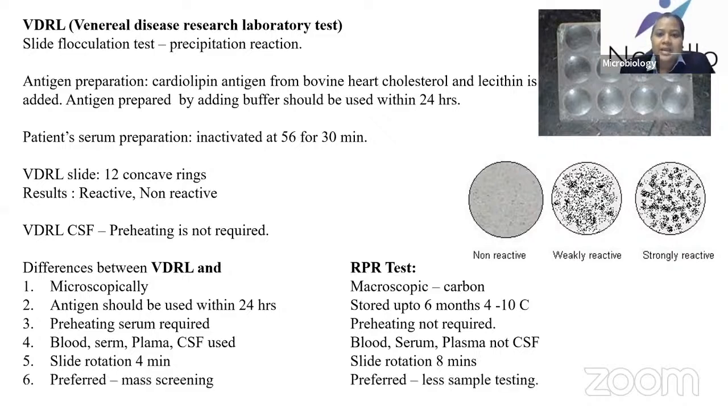And VDRL, as I already told you, one particular antigen bottle, if you open it, can be used to test around 200 samples. So usually VDRL testing is done in labs where you have a lot of sample load, or for mass screening, for mass camps. When it comes to individual samples, or when the sample counts are less, you can always go for an RPR test, that is the rapid plasma reagin test.